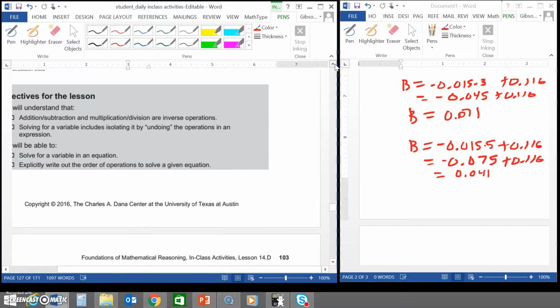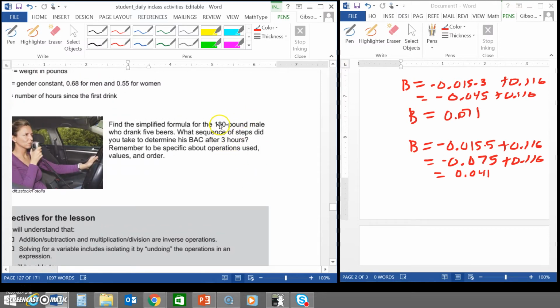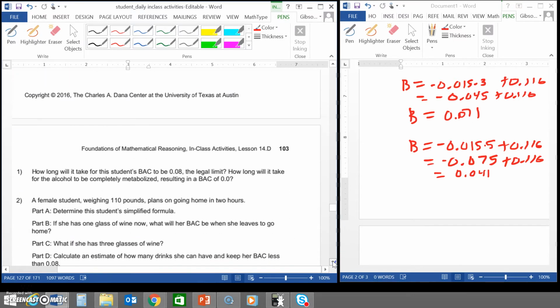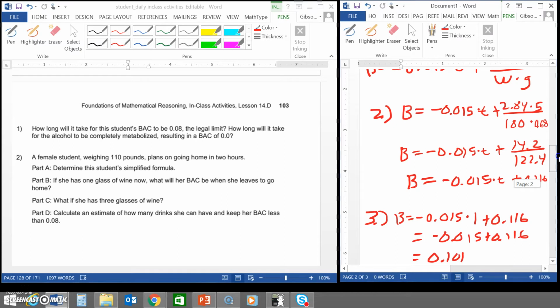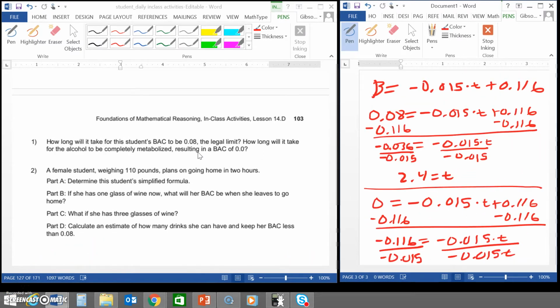Now, there is one thing that we actually need from here. It says that this is a 180-pound male who drank 5 beers. So, we're going to use that information. And I think we already, in class, as I thought, figured this out from the previous example with the 180-pound person who drank five beers, the male. So this simplified formula that we had before in 14C is the simplified formula we would use here.